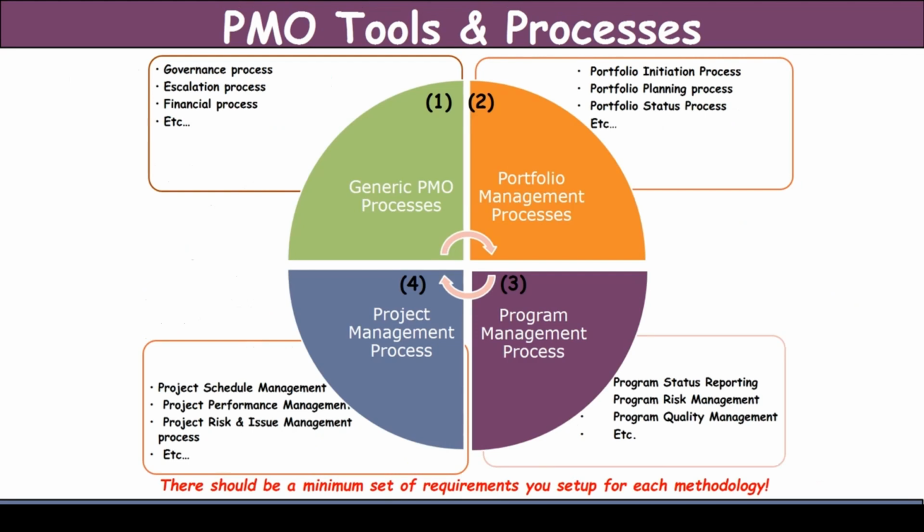When you think about process now, you're going to think about 4 separate sets of processes. You're going to have generic PMO processes like governance and escalations and financial processes. And then you look at portfolio, program, and project, right? What P's did you select? They're going to, of course, have processes associated to them. Portfolio management processes and program management like program status reporting and program risk management and project management process, risk and issue, performance, schedule, right? All of these processes based on the 4 P's you selected need to be set up for your organization. Now, don't forget, tools come with processes.